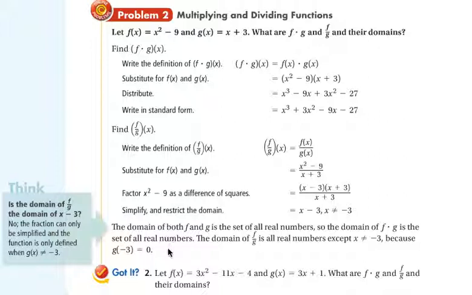Alright, so we know that in both of these cases, we can find the domain by looking at the domain of f and the domain of g. The domain of both f and g is the set of real numbers, so the domain of f times g is the set of all real numbers. However, the domain of f divided by g is all real numbers except for x equal to negative 3, because g of negative 3 is going to equal 0, and we don't want a 0 in the denominator.